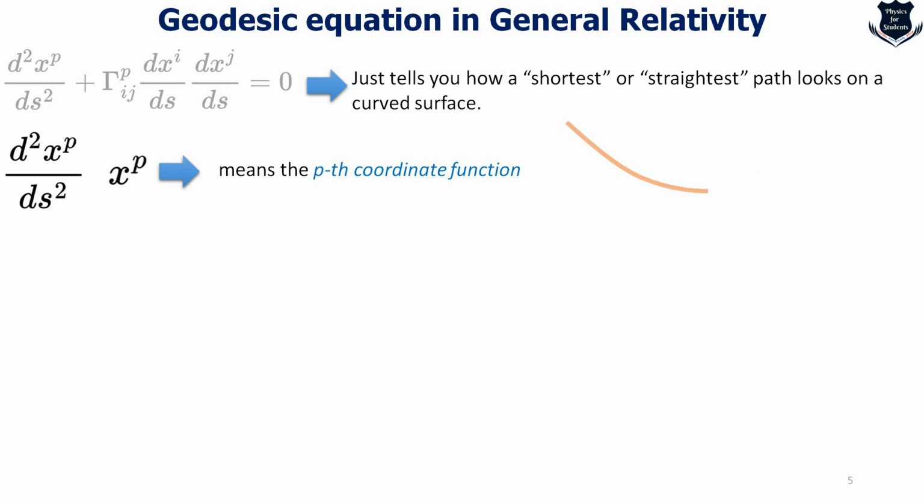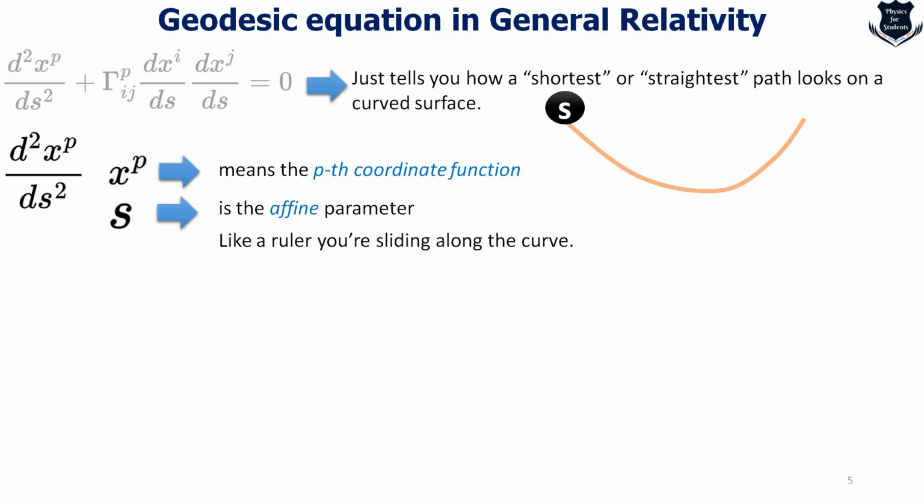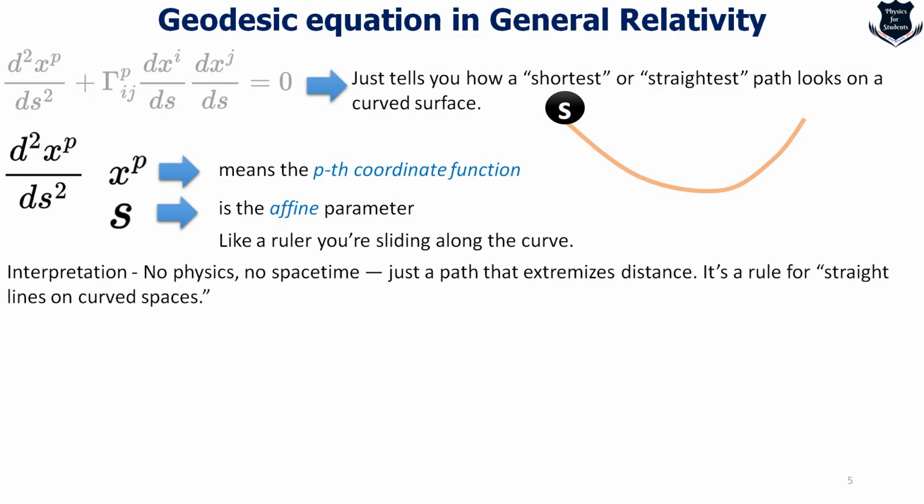So here I draw a kind of a curve, and here I take s as what I have discussed earlier. You can go and understand what is an affine parameter. If I click here, the S path will move from here to here. So this is a nice animation which actually shows that S is the affine parameter, and it is just like a ruler. You are sliding along the curve and it is measuring that curve, nothing else. So here the interpretation is that there is no physics, there is no space-time. It is a rule for straight line or curved spaces.